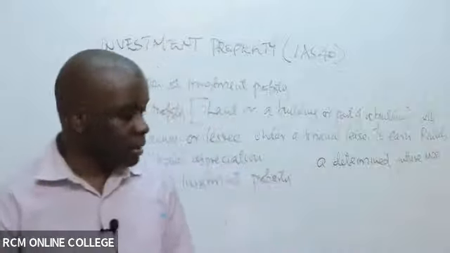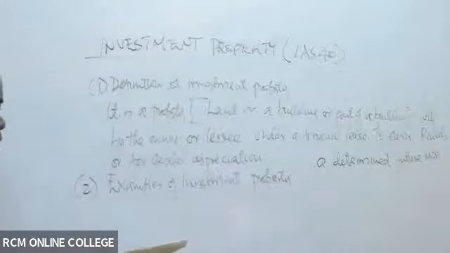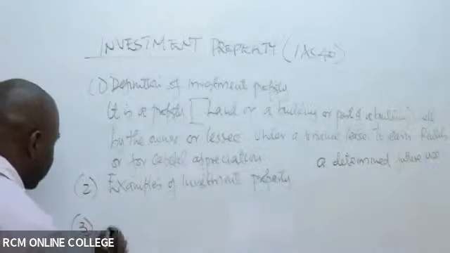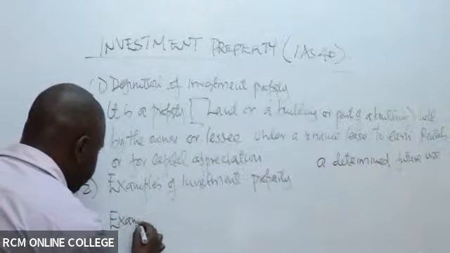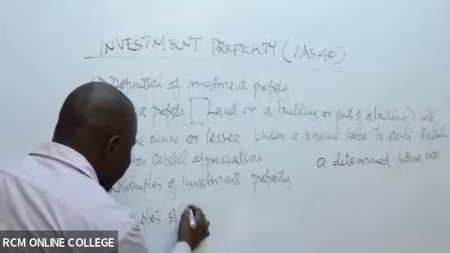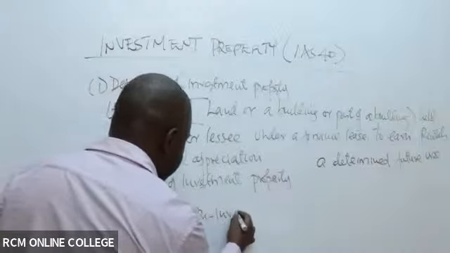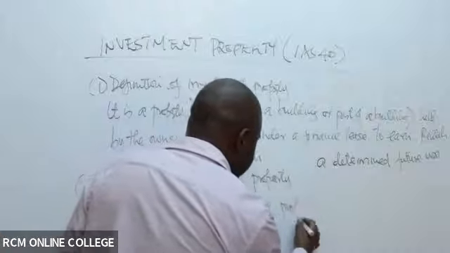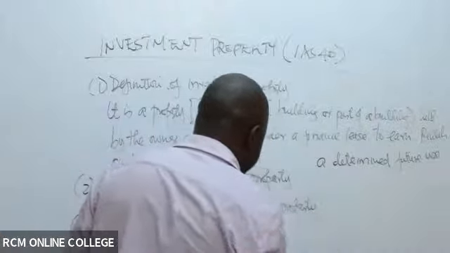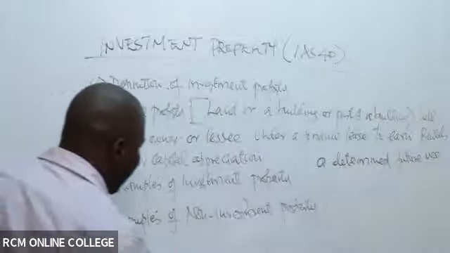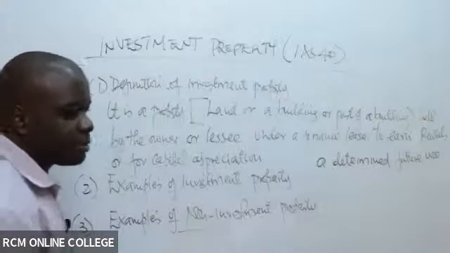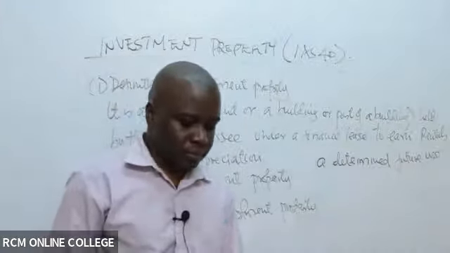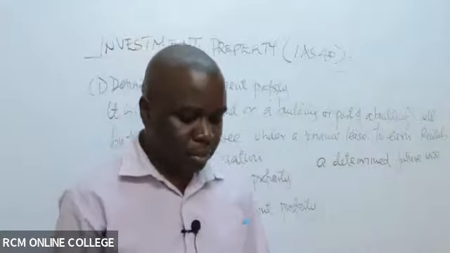Then number 3, what are some of the examples of none? Examples of non-investment property. Remember, what we've looked at is investment property. But the others, of course, are properties, but you must never consider them as investment properties. So, examples of non-investment property.